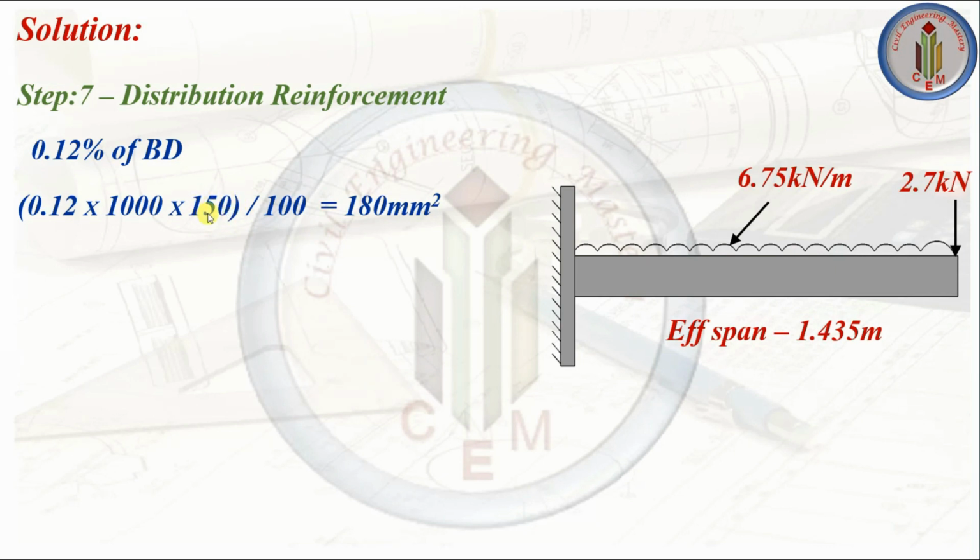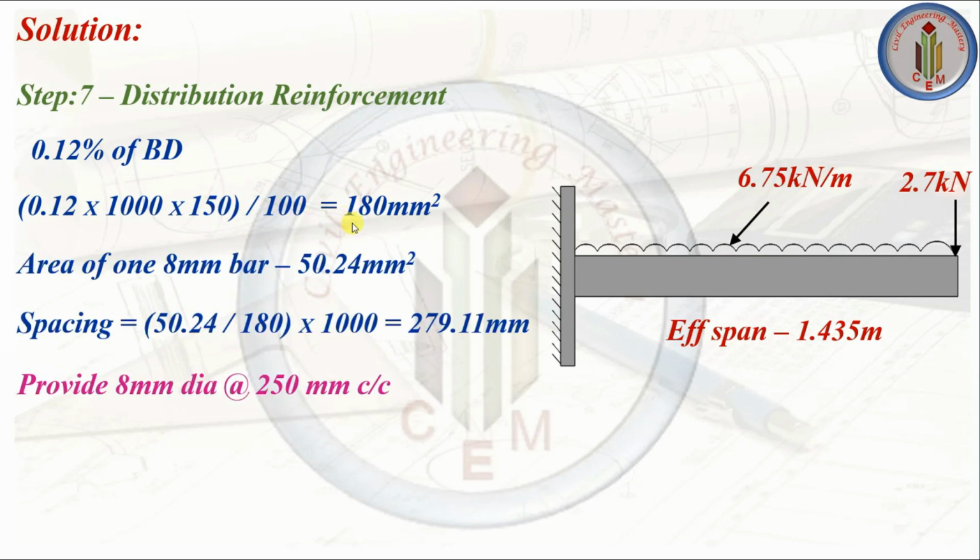Our overall depth is 150 mm. According to that, we calculate with the area of an 8 mm bar as 50.24. Spacing we can calculate from this. We are getting 279. So let's provide 8 mm dia at 250 mm center to center as a distribution bar.